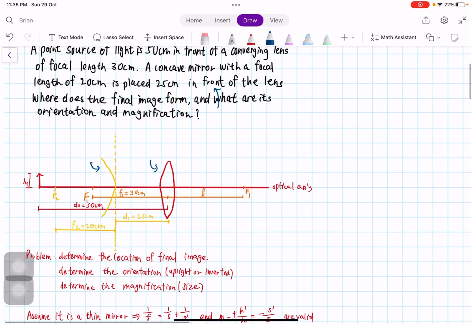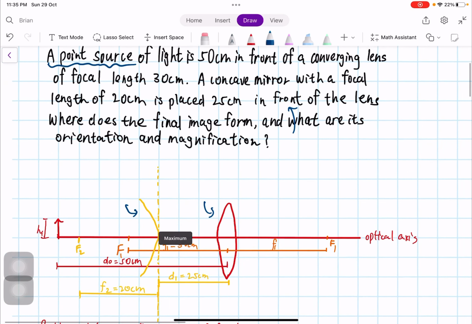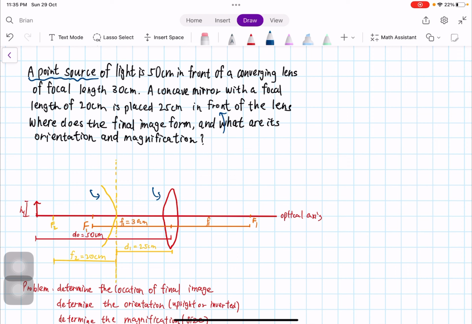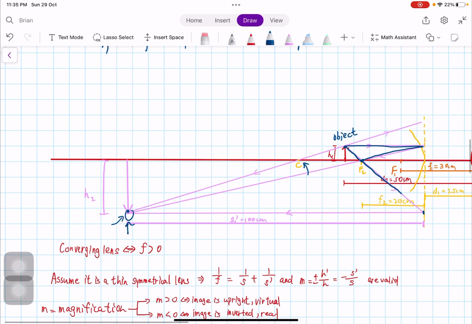One point I missed before is that it is a point source. What it means is that this object would shine rays in different directions. So it could go from here, any directions. After we form the first image, this is the first image, we take it as a new object.